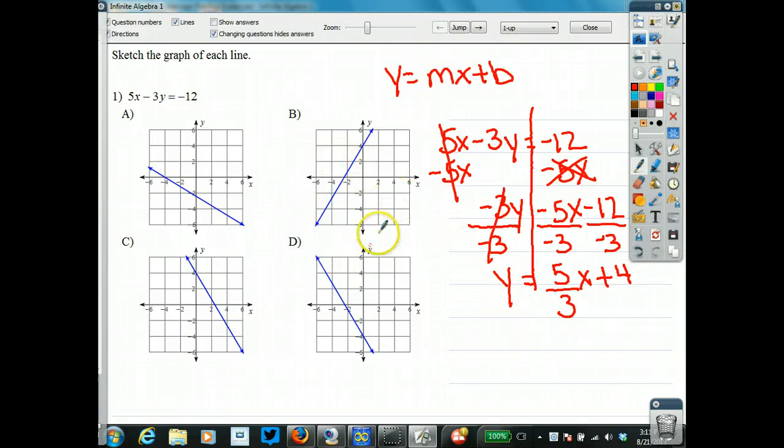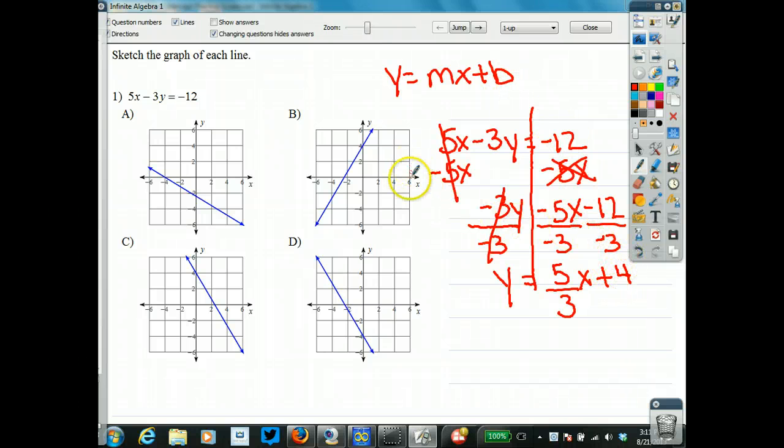So now let's go back over here to our graph. What does each of these things tell me? What does this term tell me? That means my rise is going to be 5, my run is going to be 3. Where do I start? I have this 4 over here. That 4 represents my y-intercept. Again, the b, my y-intercept.